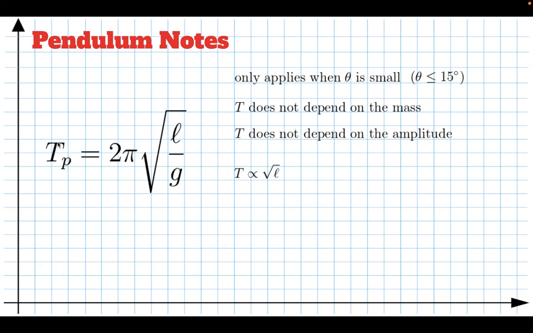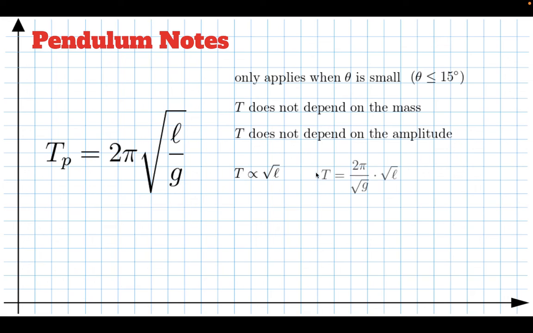You notice that the period is proportional to the square root of the length. So that means that if the length gets 2 times bigger, the period gets the square root of 2 times bigger, or only 1.4 times bigger. If you make the length 4 times bigger, then the square root of 4 is 2, so the period doubles. So you have to make the length of a pendulum 4 times bigger in order to double the period.